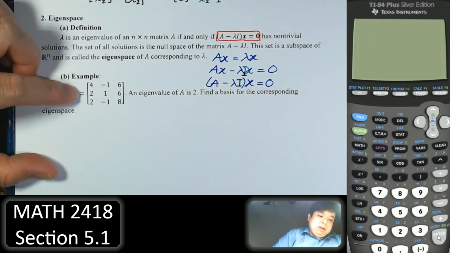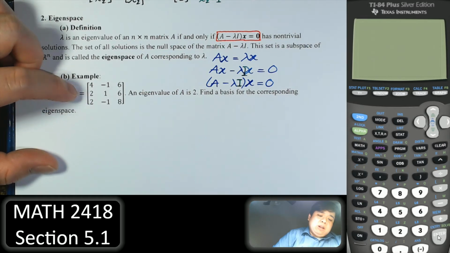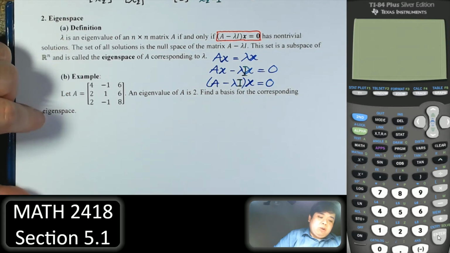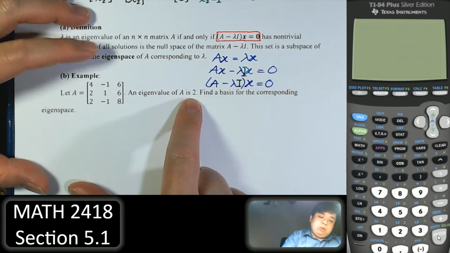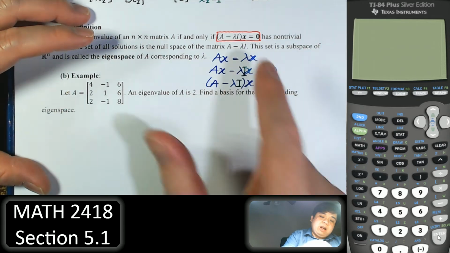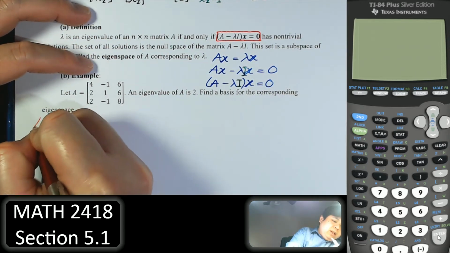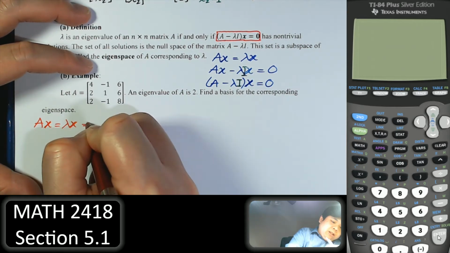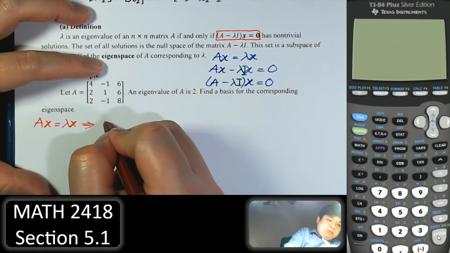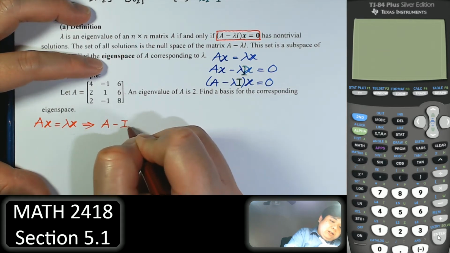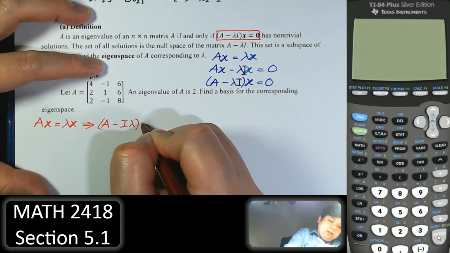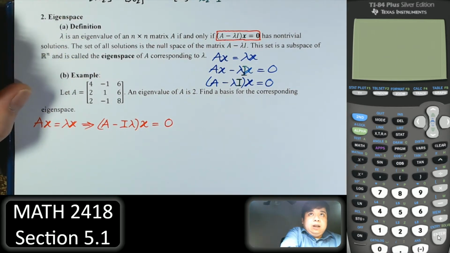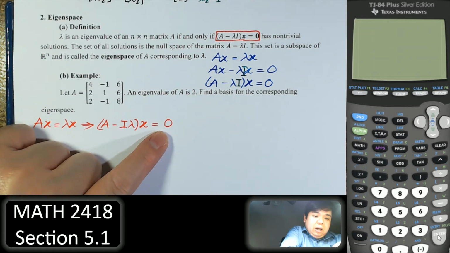Now let A be that matrix, and an eigenvalue of A is 2. Find a basis for the corresponding eigenspace. So now we do lambda equal to 2, and to find the eigenspace, we want to solve that equation. So we start with the definition, and then we move everything to one side and subtract. And this is a 0 vector.